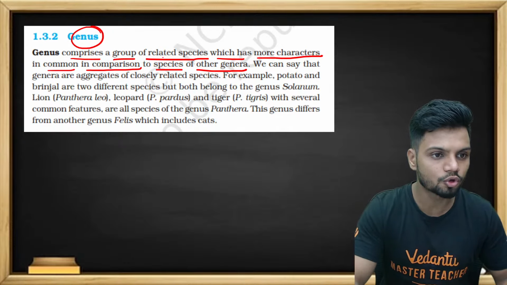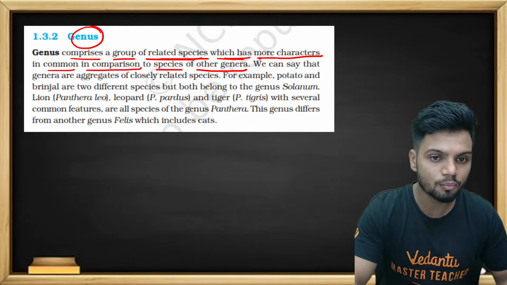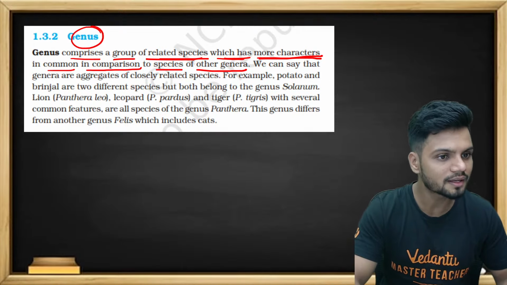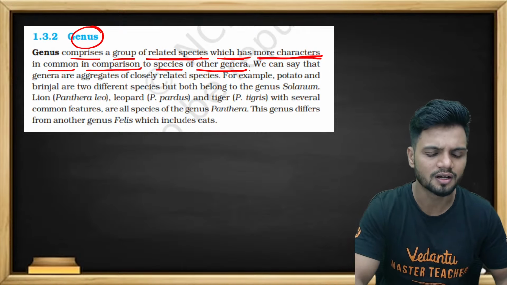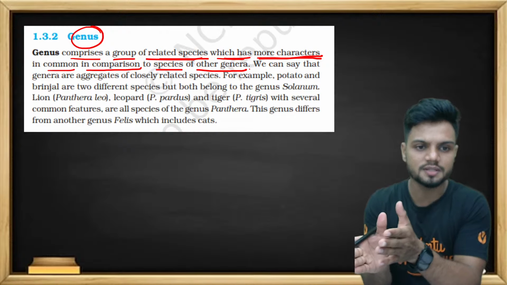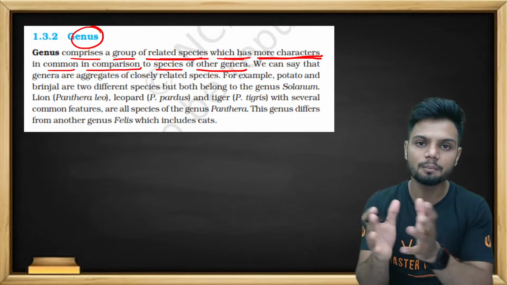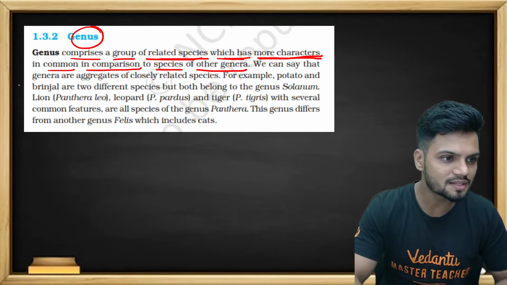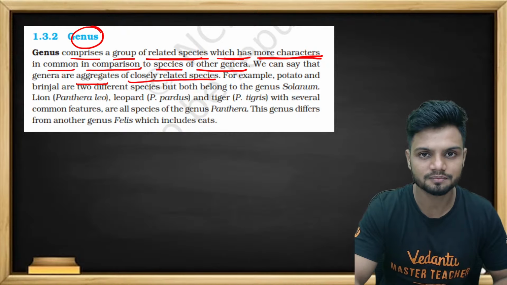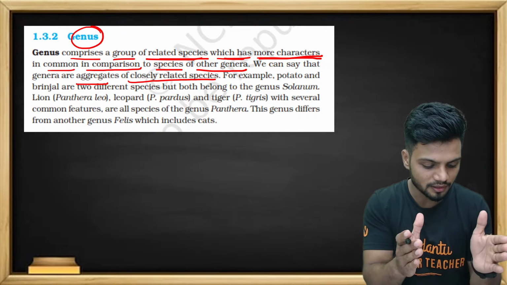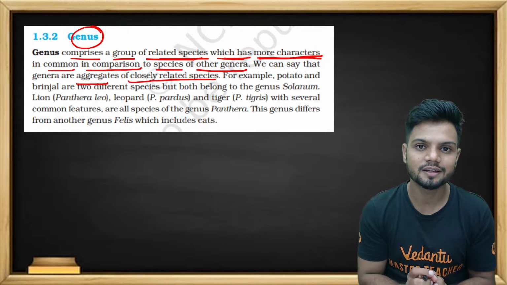Genus comprises a group of related species which have more characters in common in comparison to species of other genera. So one genus and one more genus. Each genus will have more common things compared to the other genus. That's all that's saying. We can say that genera are aggregates of closely related species. So when many common species come together, they become a genus.